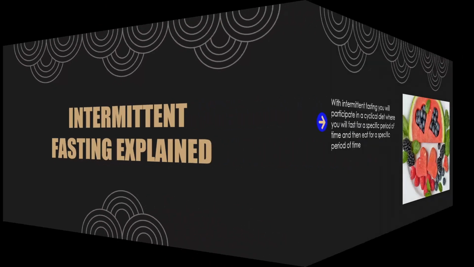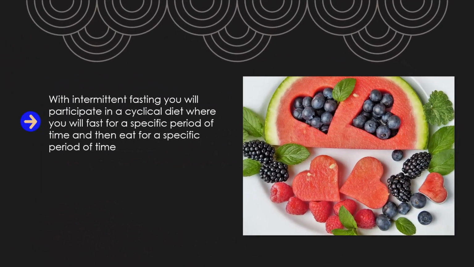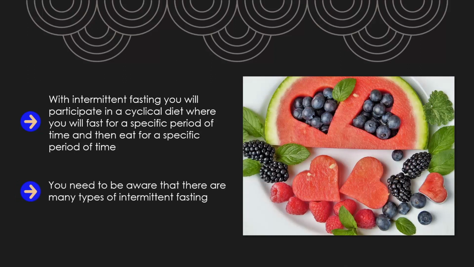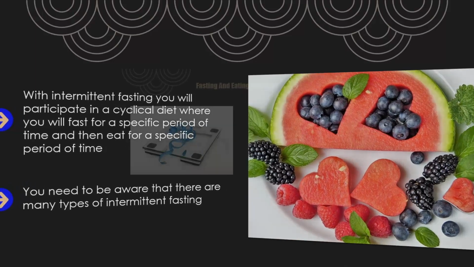Intermittent fasting explained. With intermittent fasting, you will participate in a cyclical diet where you will fast for a specific period of time and then eat for a specific period of time. The period of time where you can eat will vary depending on the type of intermittent fasting plan you choose. You need to be aware that there are many types of intermittent fasting. In this training, we will cover some of the more popular ones and also recommend what we consider to be the easiest intermittent fasting plan to follow. We want you to stick with your intermittent fasting plan and not be unhappy and want to give up quickly.